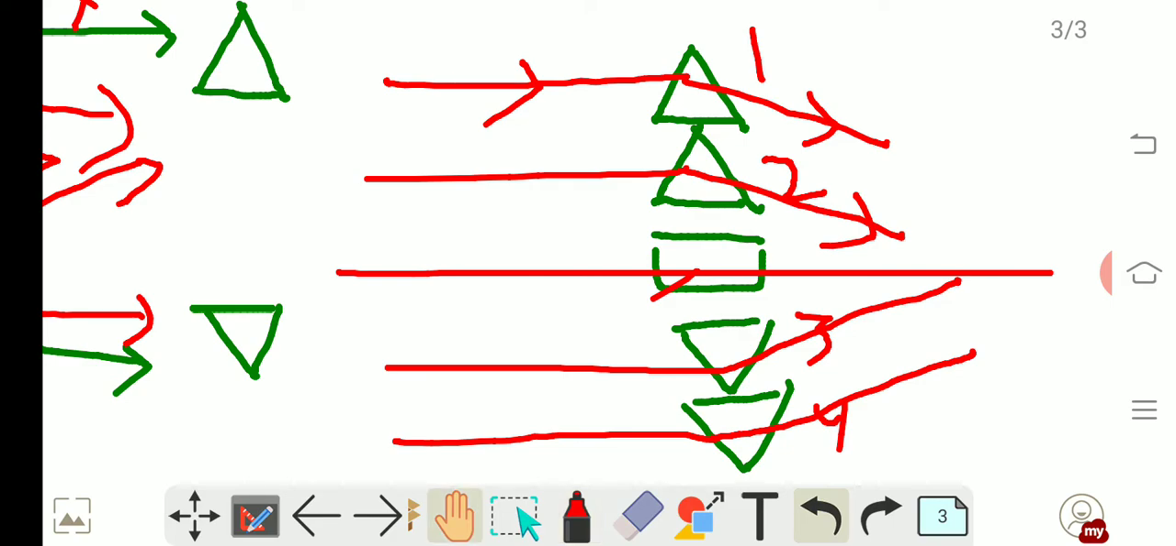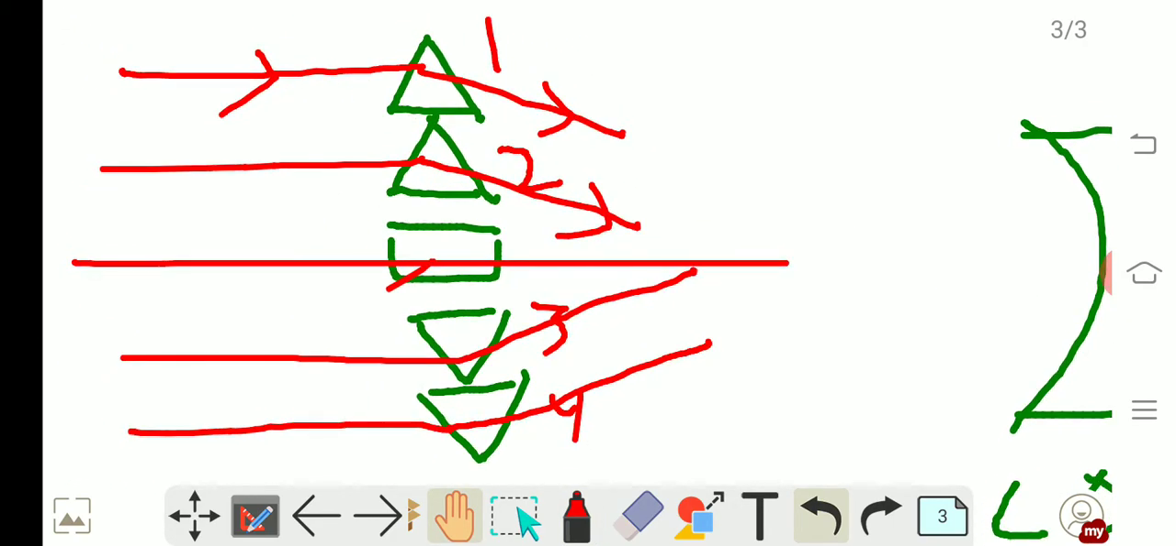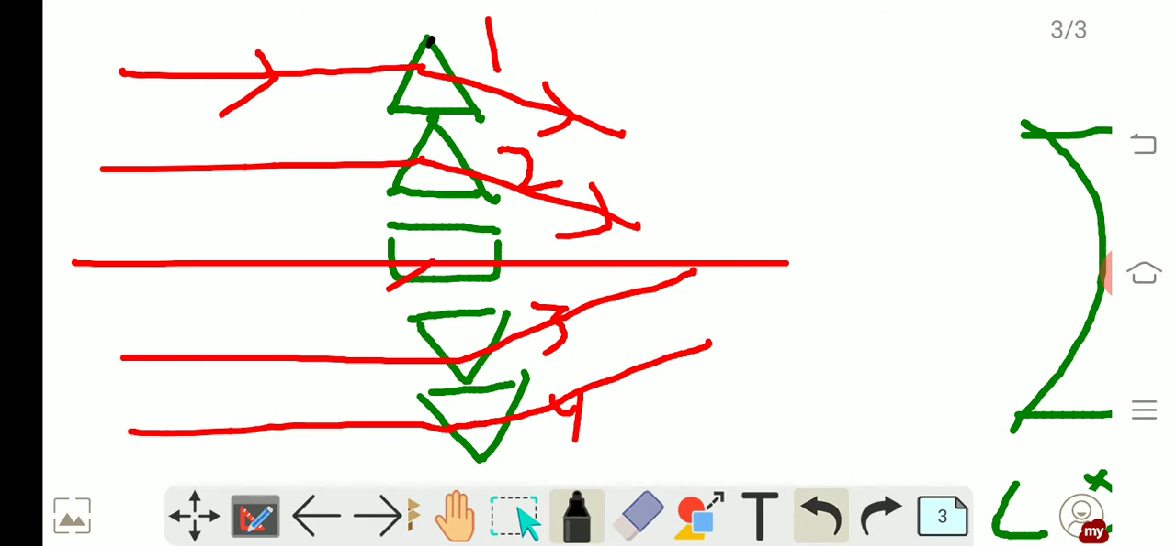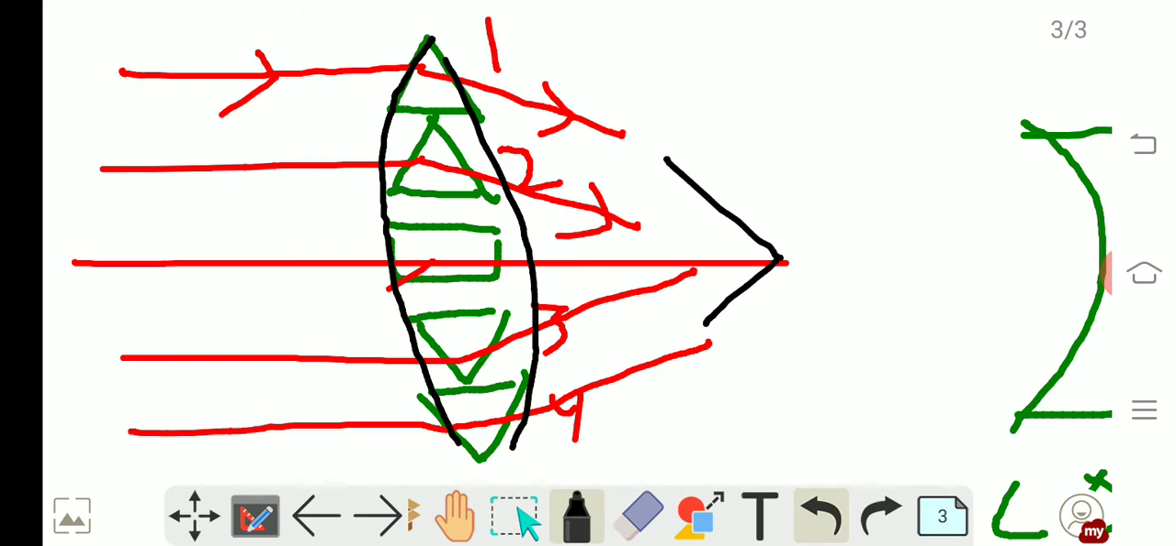That's why this convex lens, this one is a convex lens, always converges the rays of light towards a single point.